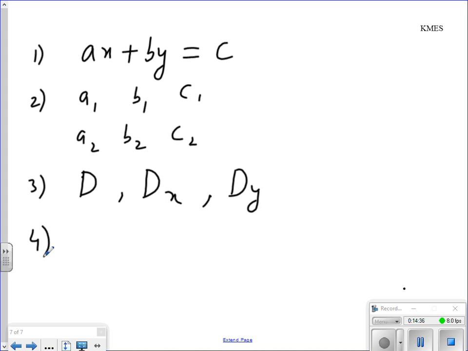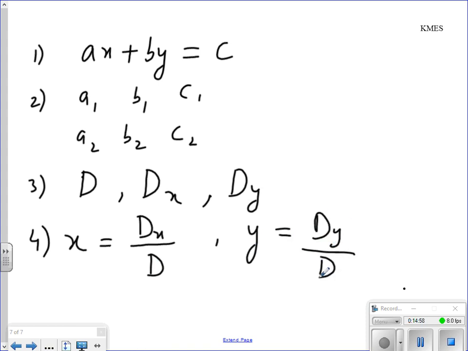The last step is to find the value of x, which is our aim: to find x and y. We'll find the value of x using the formula x is equal to dx upon d. Similarly, y is given by the formula dy upon d. So these are the steps in solving a system of linear equations using Cramer's rule. Let us go back to the steps once again.